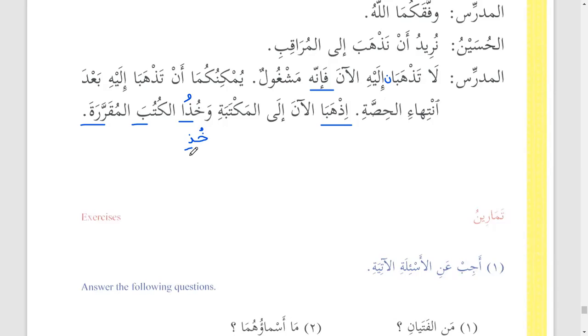So now you see that when you are giving an order to one person and connecting it with al, it will be khudil, and when it is for the dual, it will be khudal, and when it is for the plural, it will be khudul. So harakat play a major role, and inshallah, that's what we are learning about, and that's how inshallah we will be able to understand Quran.